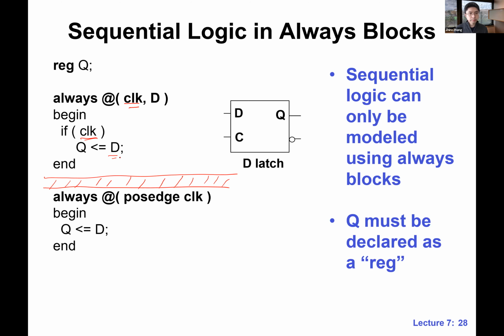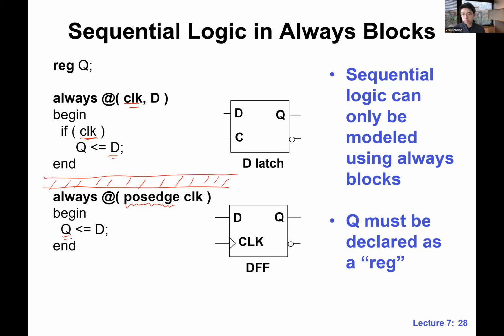Second one, it's a D what? Taylor? DFF. The second one is edge triggered. See here, we actually need to use this posedge. This means positive edge, meaning that we are responding to the positive edge of the clock, and that's where Q will be automatically inferred by the CAD tool as a DFF.